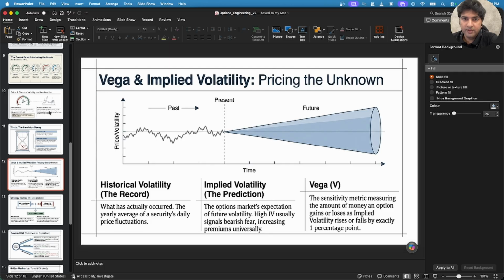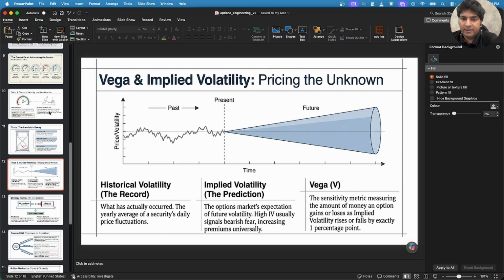Okay, moving on to Vega and implied volatility. There are two metrics to implied volatility. First of all, one is the historical volatility, which has all the records. This is a yearly measure of a security's daily price fluctuation. In the Indian stock market context, we have the India VIX, which is the historical volatility.